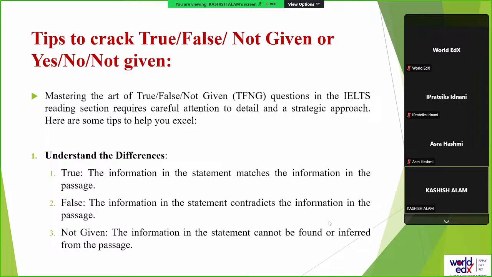It's as simple as, for example, I'm the trainer, or let's suppose Asra ma'am is the manager and Shilpa is a student, right?